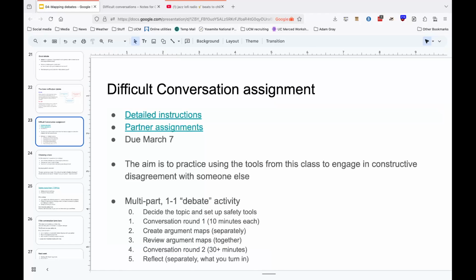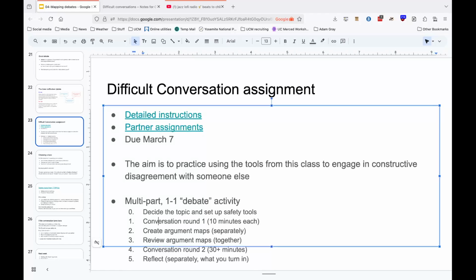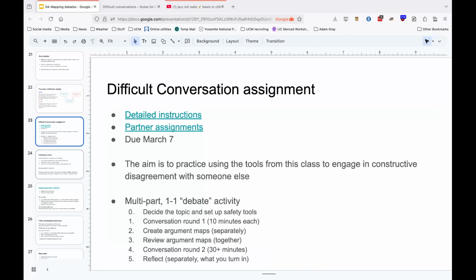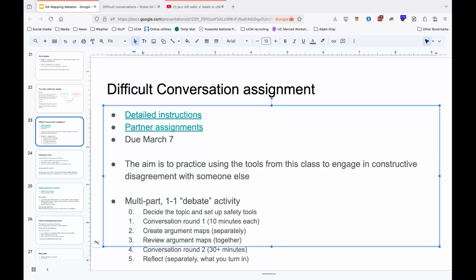You can see if you kind of preview this, there's actually 2 separate rounds of conversation. Those are structured, so you'll be taking turns using a timer to ensure that you both get equal opportunity to share your views and critique the other person's view. And then what you turn in by March 7th is a not too long, but multi-step reflection on this activity.